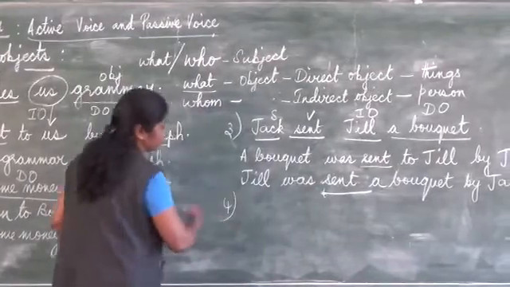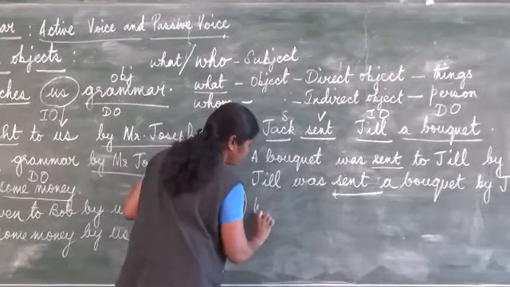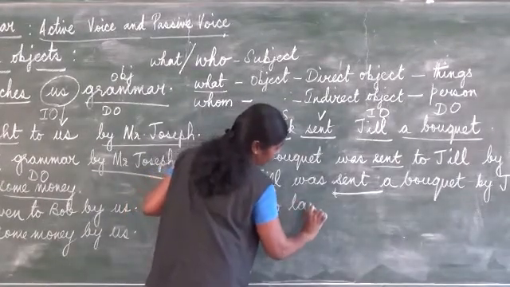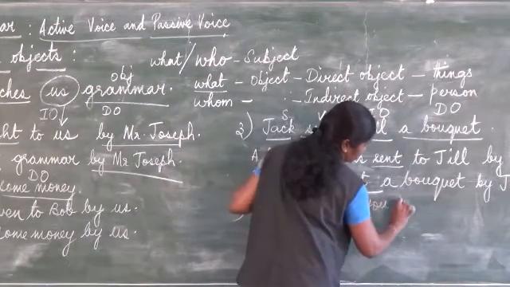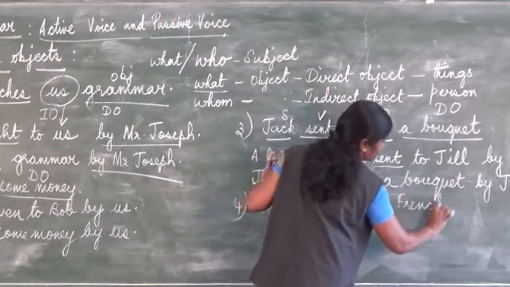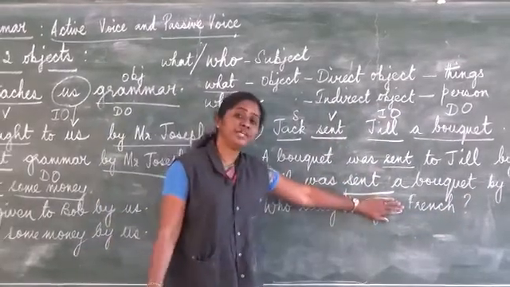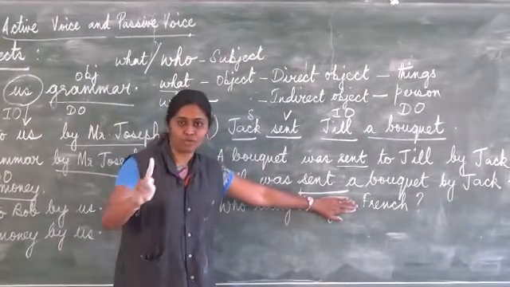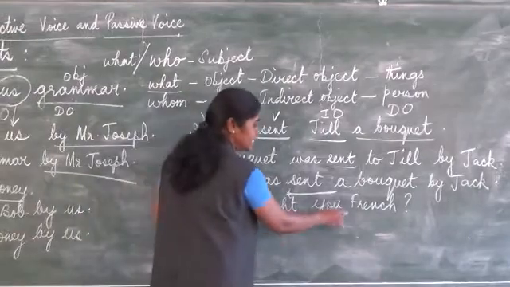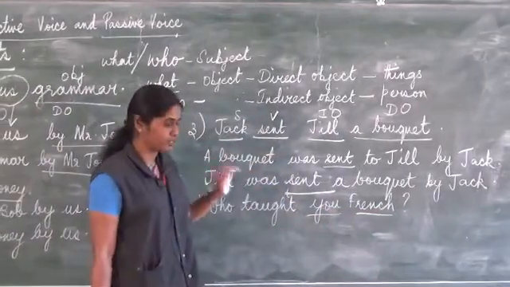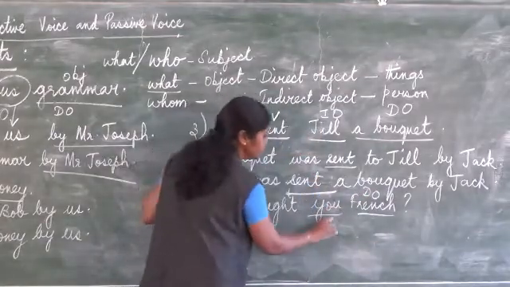Sometimes you will also have questions with two objects. Who taught you French? Earlier we have seen questions with only one object. Sometimes you will also have questions with two objects. So if you see, this is one object and this is the second object. This French is the direct object. You is the indirect object.